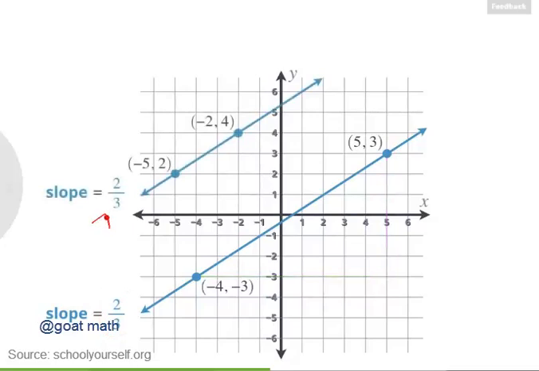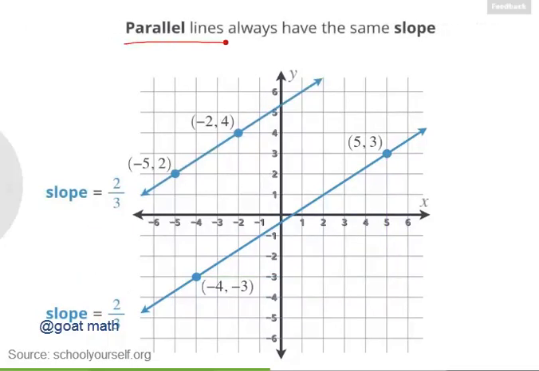So sure enough, these two lines have the same slope. In general, parallel lines always have the same slope. This makes sense because the slope of a line tells you its direction, and parallel lines run in the same direction, so parallel lines have the same slope.